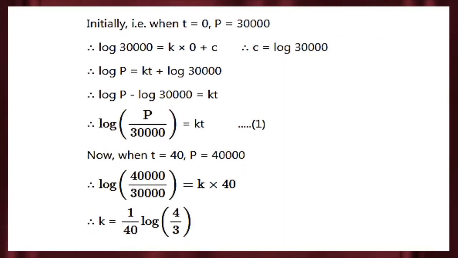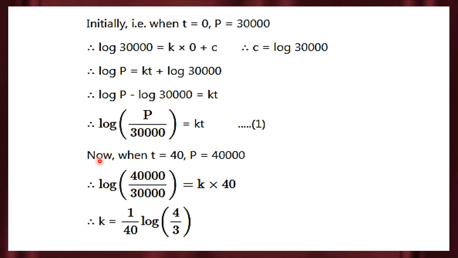Now applying the conditions: initially, that means t is equal to 0, p is 30,000. So log 30,000 is equal to k into 0 plus c, that is c is equal to log 30,000. Substitute the values in the equation: log p is equal to kt plus c, where c is log 30,000. Now log p minus log 30,000 is equal to kt, and log p upon 30,000 is equal to kt by applying the logarithm rule, that is the quotient rule of logarithms.